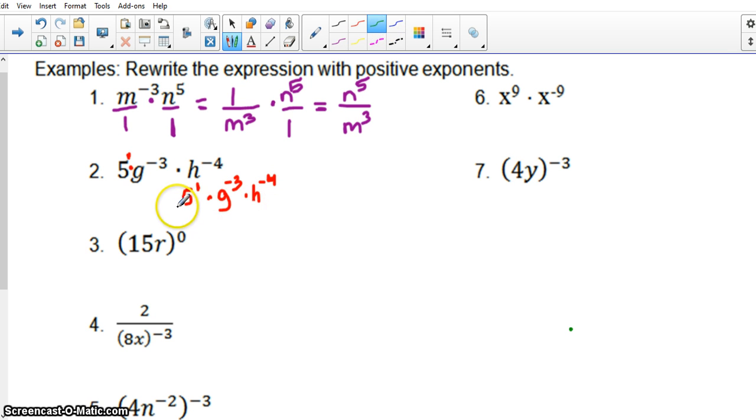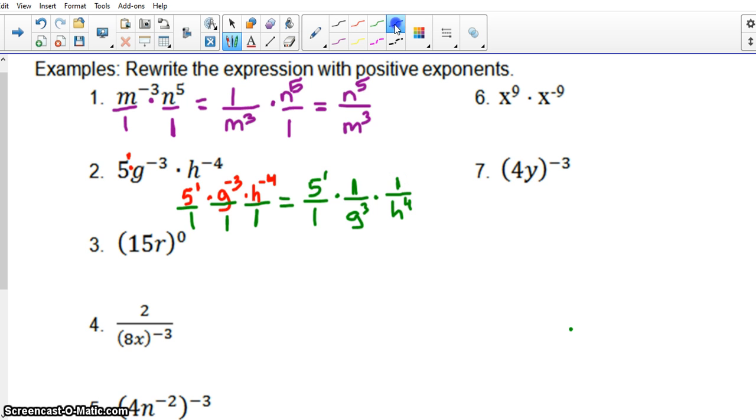Next thing I'm going to do, I'm going to put everything over 1 so that I can start fixing anything that has a negative exponent. So in the first factor, I have 5 to the 1st power, so I have a positive exponent. I'm going to leave it alone, so I'm going to keep 5 to the 1st over 1. This g to the negative 3rd has a negative exponent, so that means I need to move it downstairs. So I'm going to put g to the 3rd in the denominator and flip that 1. Same thing with h to the negative 4. H to the negative 4 becomes h to the positive 4 in the denominator, and I flip it.